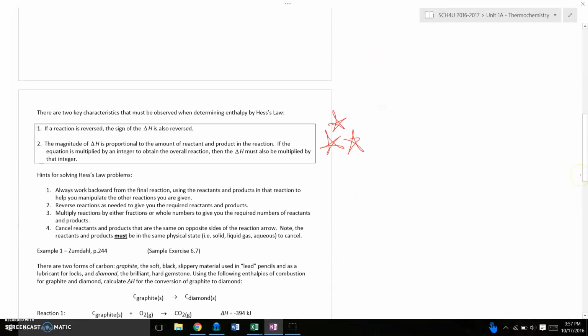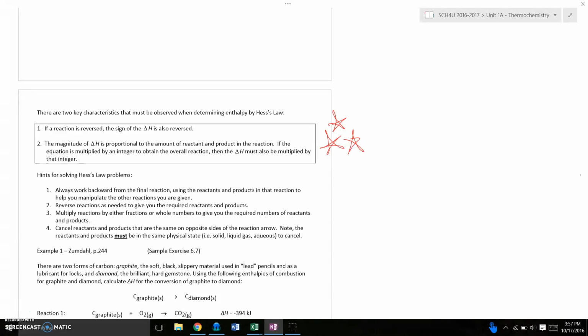A couple things to keep in mind when you're determining enthalpy using Hess's law. The first is that if a reaction is reversed, the sign of delta H is also reversed. So generally what you're going to see in questions like this is the overall reaction that we're trying to understand and get the enthalpy for, and you'll get a series of reactions and intermediate reactions that build up to that overall reaction. And in some cases, they're in the opposite direction of what we want. So if you were to reverse the direction of a reaction, you would also reverse the sign of delta H.